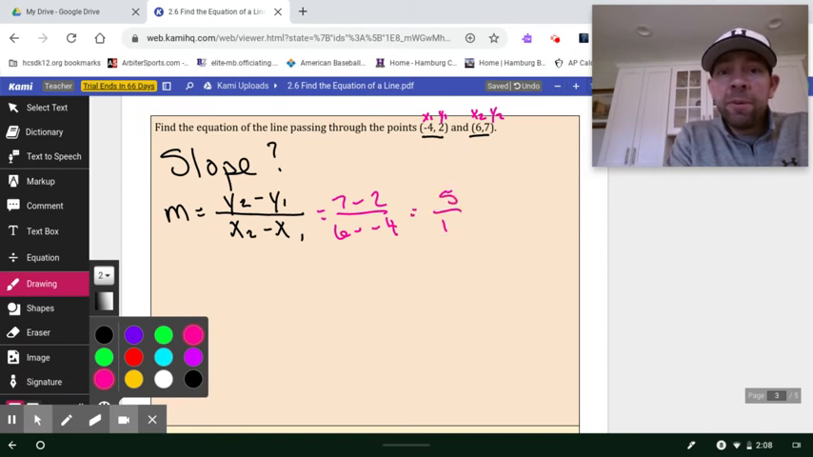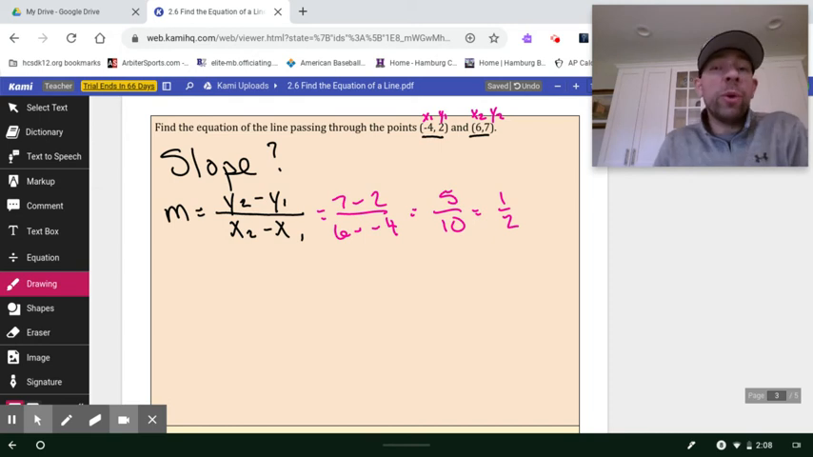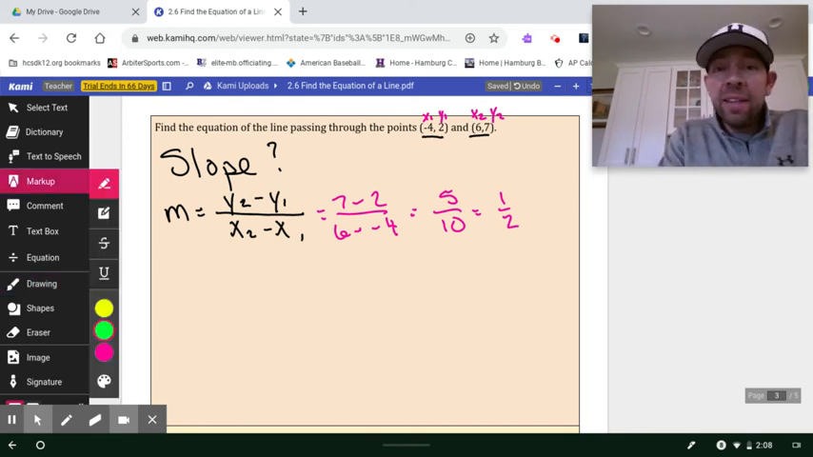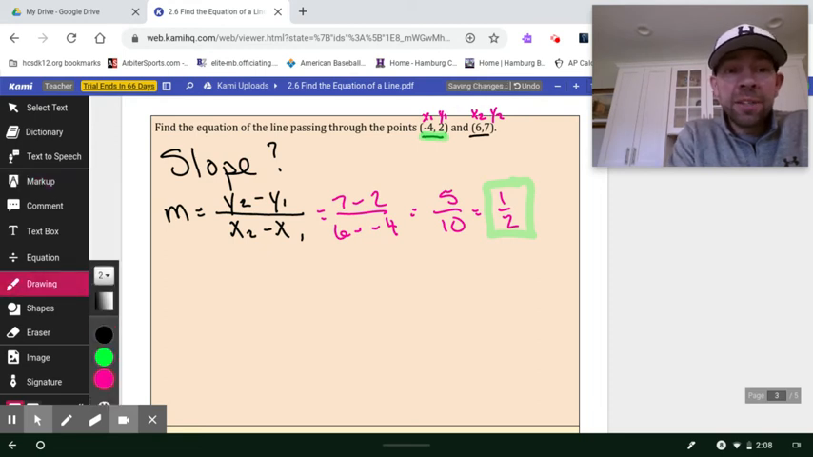We've got 5 over 10, which simplifies to 1/2. Now, believe it or not, we're at the point where we were in that last example. We've got this slope and we've got a point, and it really doesn't matter which of those points you pick. I'm just going to go with the first one.